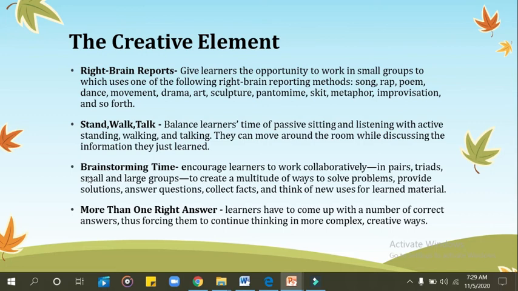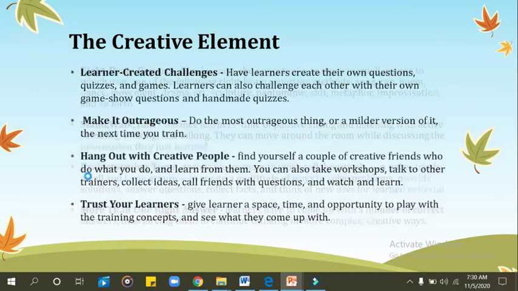Another technique is more than one right answer. So expect learners to think of more than one right answer to any question you or other learners ask. The 60-second shout-outs are perfect for this purpose. With a shout-out, learners have to come up with a number of correct answers, thus forcing them to continue thinking in more complex creative ways.